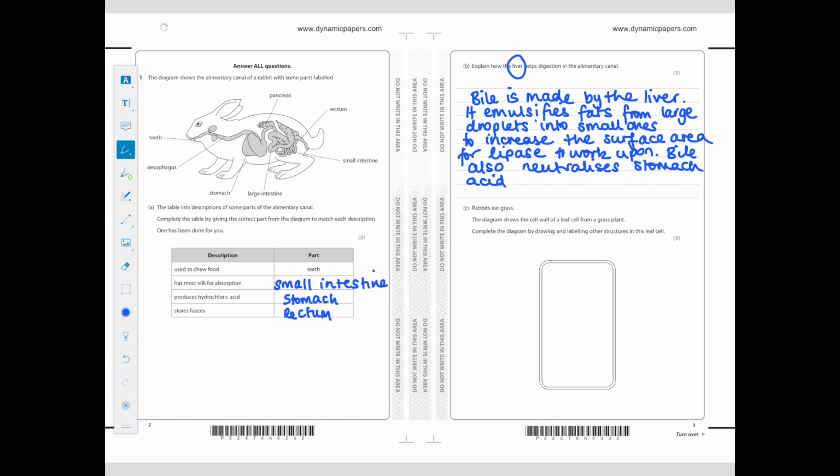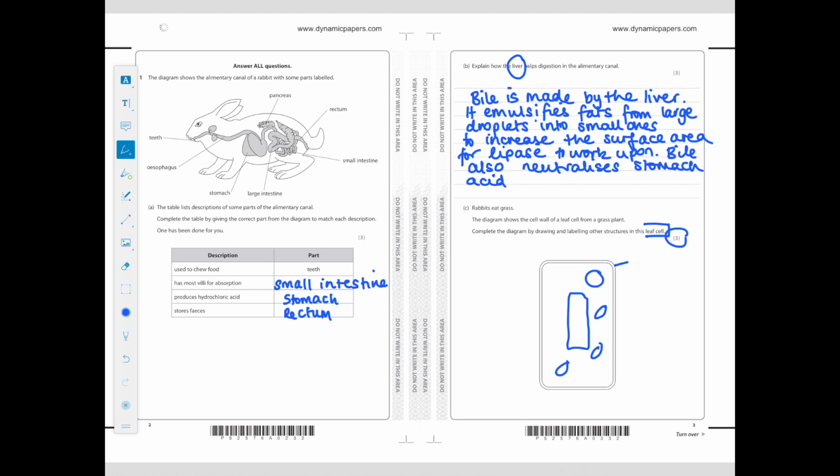C. Rabbits eat grass. The diagram shows the cell wall of a leaf cell from a grass plant. Complete the diagram by drawing and labelling other structures in this leaf cell. So we're looking for a regular plant cell and we're looking to achieve 3 marks. So handily they've drawn us the outline. Remember that there's a vacuole in the middle, a nucleus, and scattered around the edge we have chloroplasts.